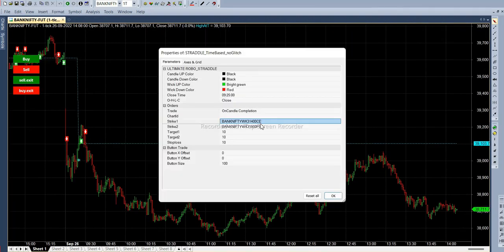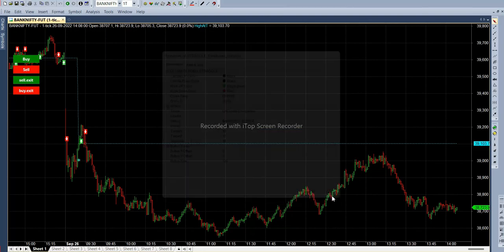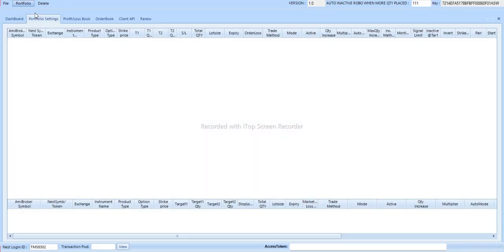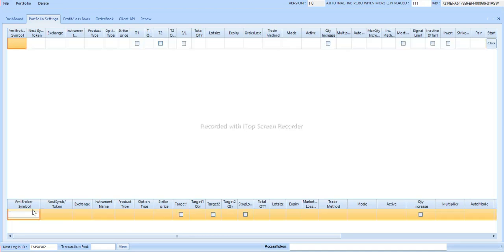So in parameters, strike one should be the call option, and strike two should be the put option. Instead of C, we are giving PE. Now we have to fit in the robo. In portfolio settings, we have to give add portfolio, then paste here.